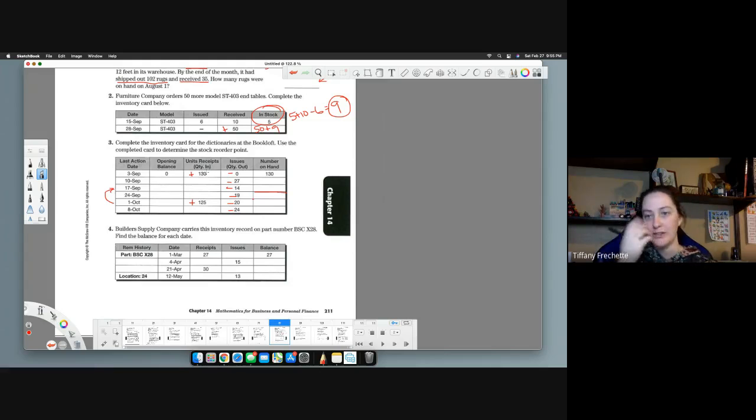So they're doing 100 plus the average-ish. It's an interesting way to look at that, but it is a little bit vague on the stock reorder point. So that one could be open to negotiation on the answer, honestly. If you can justify why you believe it's a different amount, that could definitely work, depending on how you justify that to your teacher. Same thing on this last card. You're just updating. So you received 27, so your balance is 27. You issued 15. You received 30. You issued 13. So you're literally just updating the balances here.